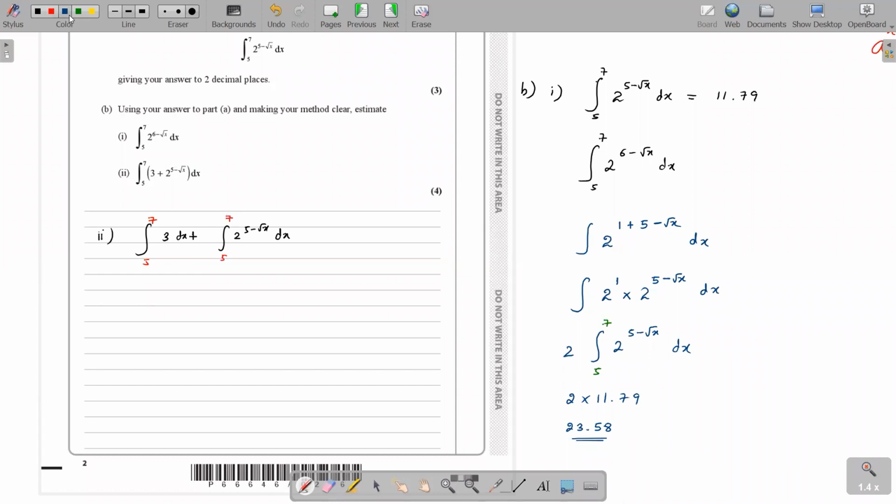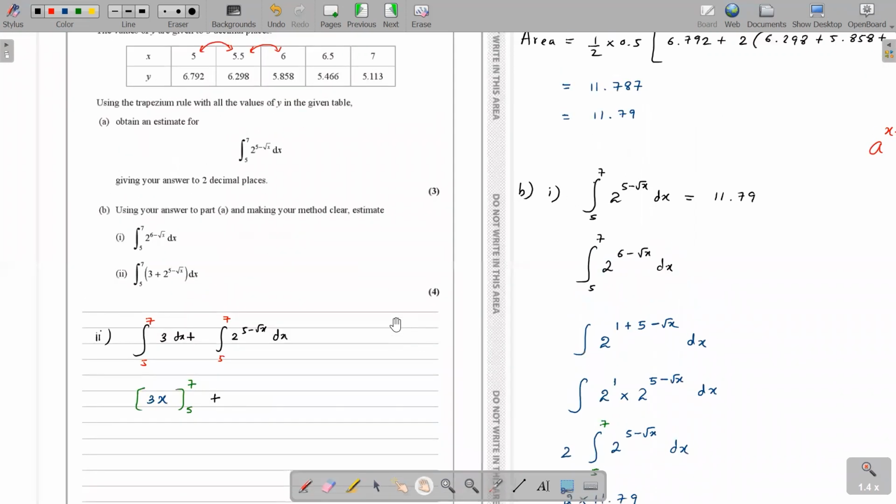So what happens when you integrate 3 with respect to x? It becomes 3x, because when you integrate a constant with respect to x, you get it with that letter. So 3x, and your integration limits are from 5 to 7, plus this one. What about the integration of 2 to the power 5 minus root x? This integration answer is actually what we found through the trapezium rule. The integration of 2 to the power 5 minus root x is what we got, right? The expression for area we got is exactly that, isn't it? So that is 11.79.